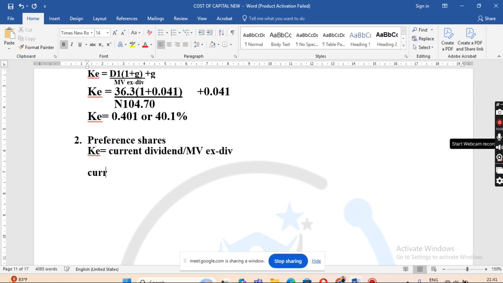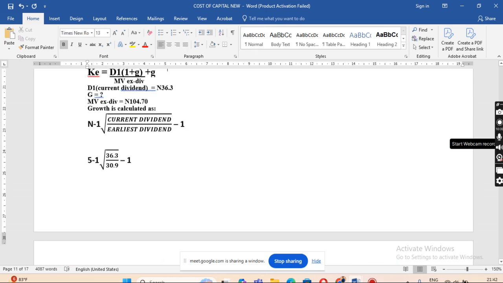The current dividend is 36 naira 3 kobo, right? That is the current dividend. Oh, this is the current dividend for ordinary shares, sorry. So what is the current dividend for preference shares?